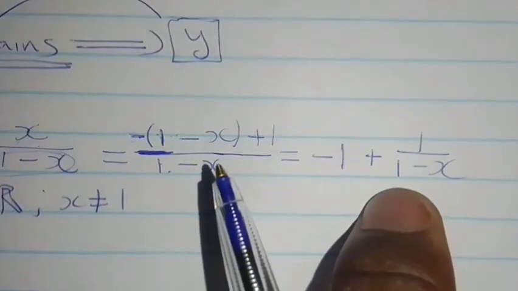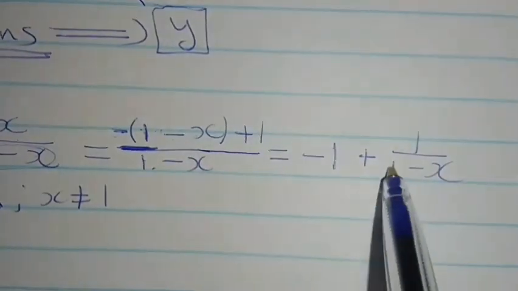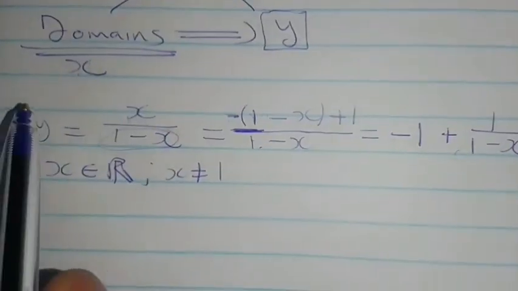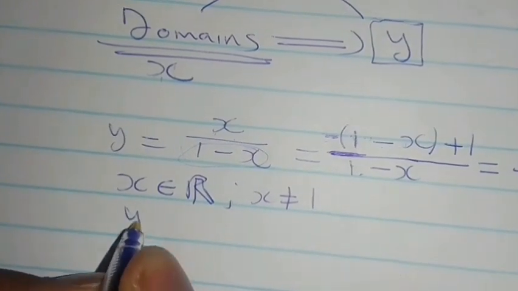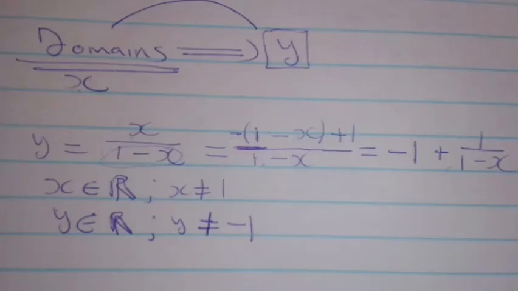So what is the range of this function? Notice that this cannot be 0, meaning that y cannot be minus 1. So that makes the range y being all sets of real numbers, excluding y equals minus 1. If y equals minus 1, you won't be able to solve for x. So that's basically how you can find the range and domains of a function.